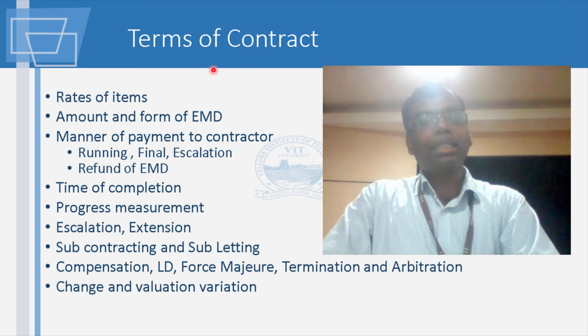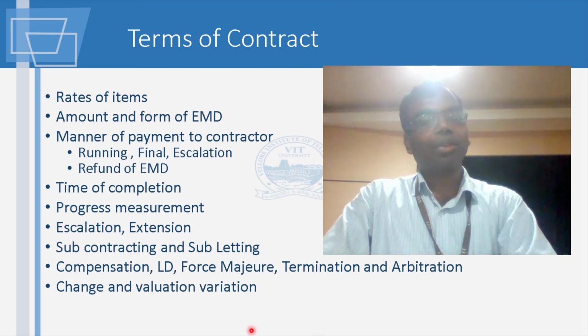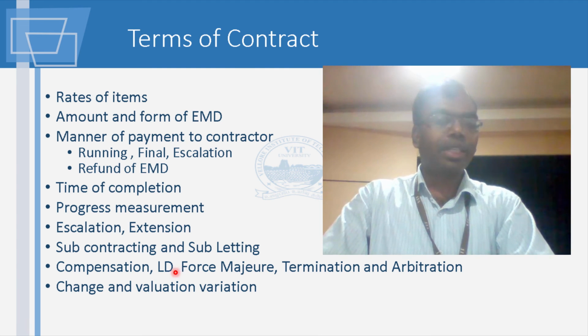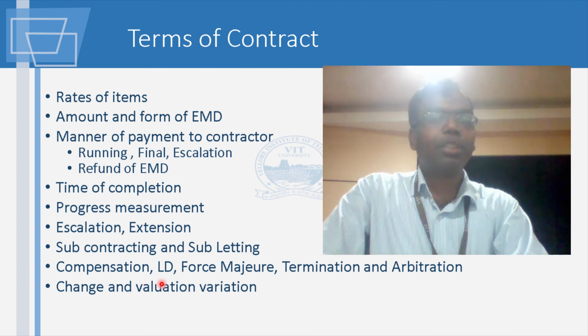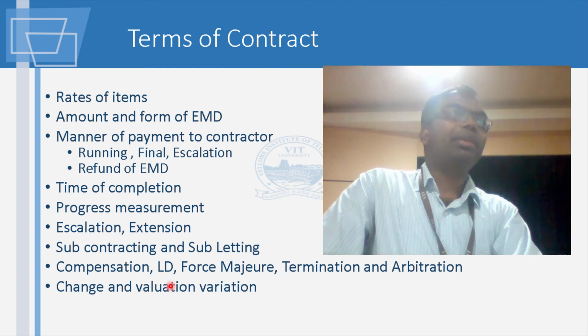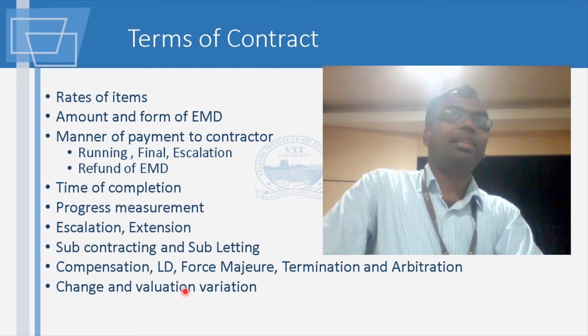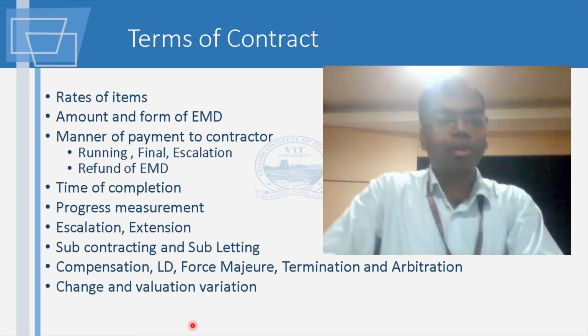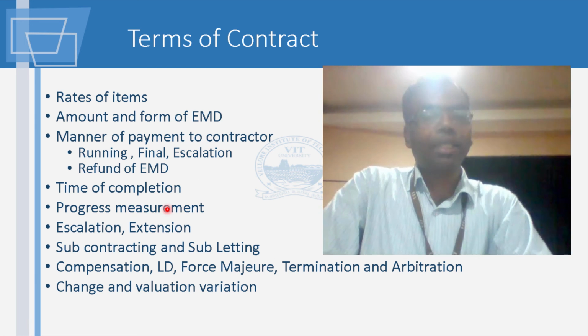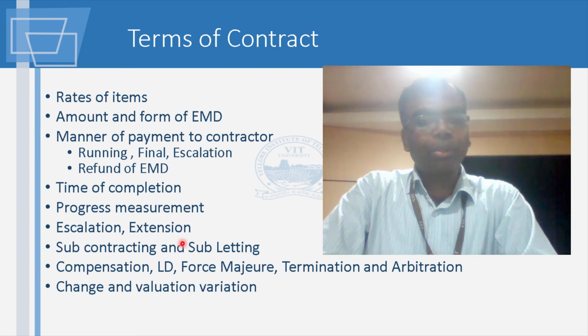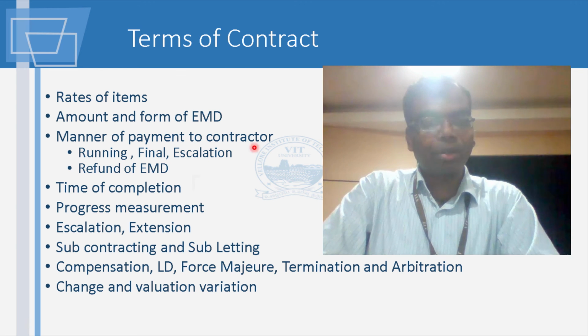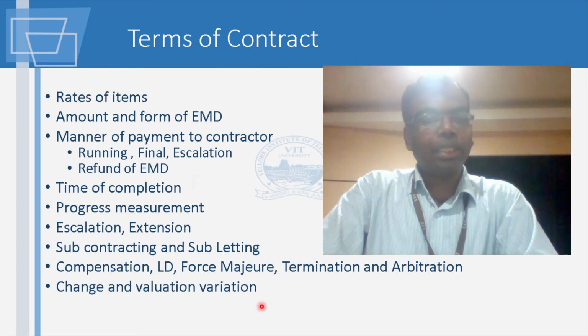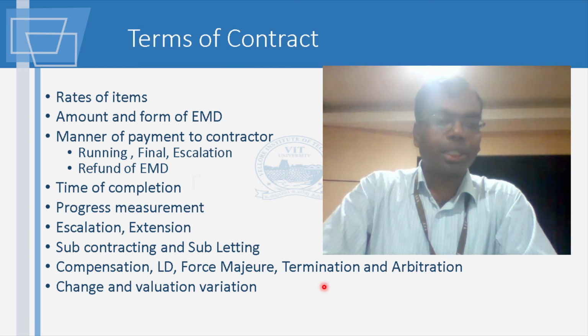So these are the things of the contract. LD is liquidated damages. Liquidated damages means if you don't deliver, the person can come with an LD clause. He'll say, because you didn't deliver, I've lost so much money, so you have to make good. EMD is earnest money deposit. When you are making the bid, you'll go for the EMD. Once you get the bid, you will have to have a security deposit.